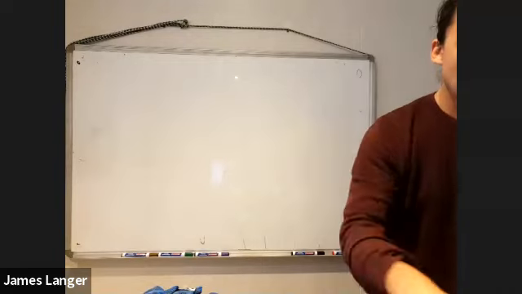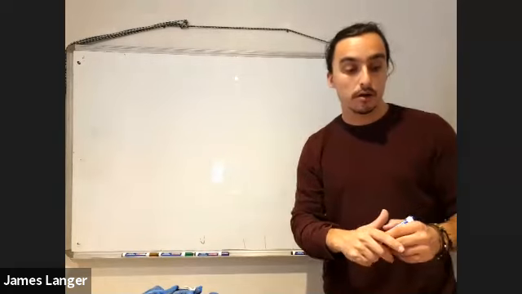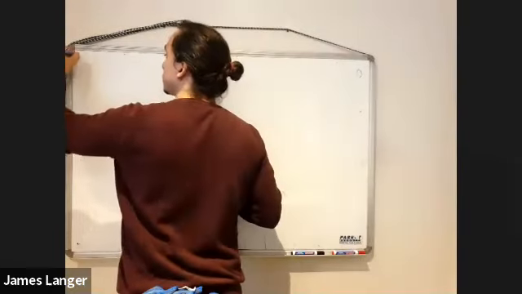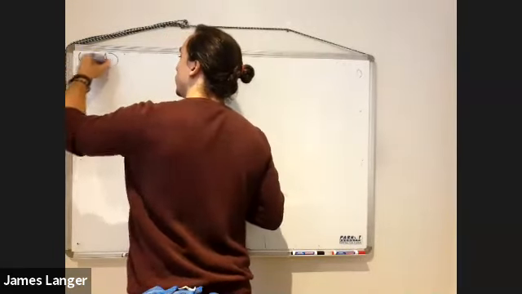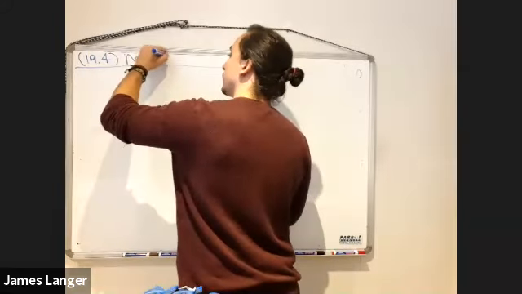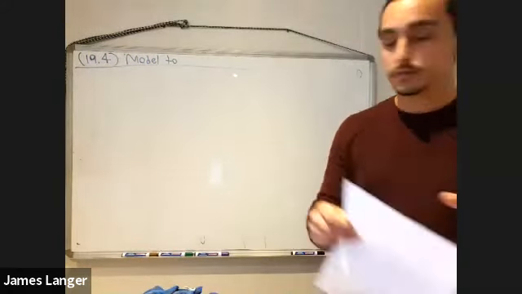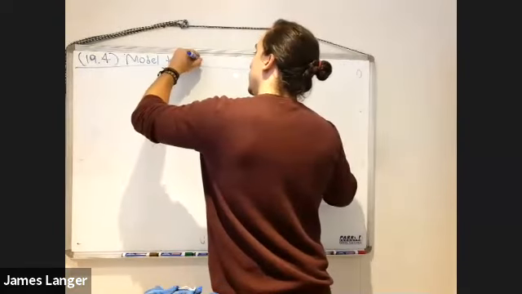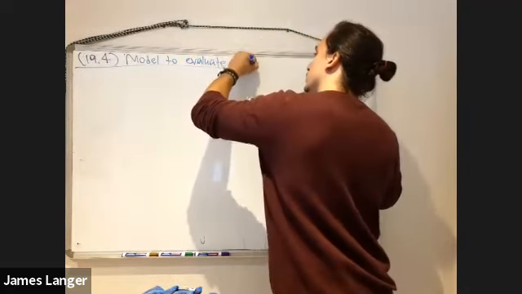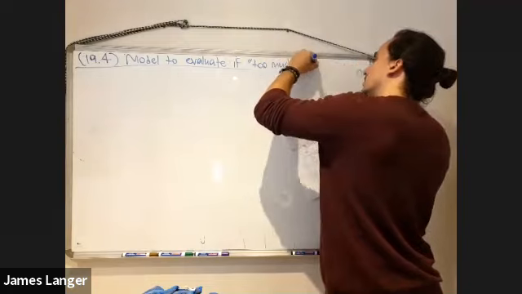Okay, cool, guys. So what we're going to do is we're going to start setting up our model to evaluate inequality. So this is coming from 19.4, if you want to go read in the book. 19.4, model to evaluate if there's too much inequality.